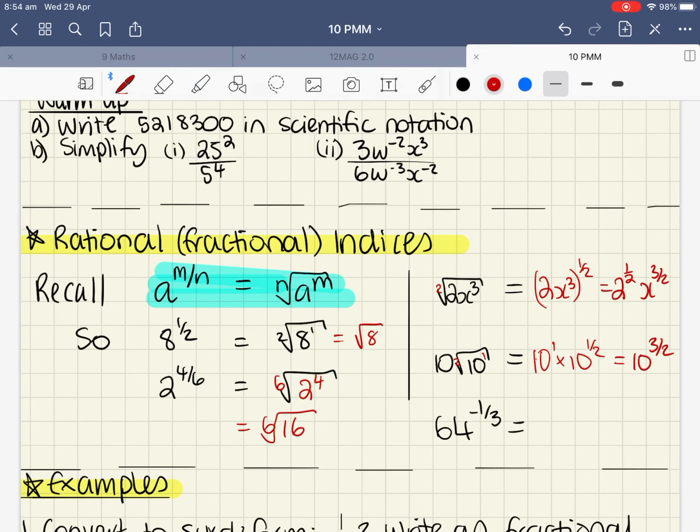Finally, you might see a fractional index which is actually negative. Now don't forget our negative index rule, that just means 1 on 64 to the power of a third. And now we can employ this rule. Okay, so in other words, that's equal to 1 over the third root of 64, okay, or the cubed root.